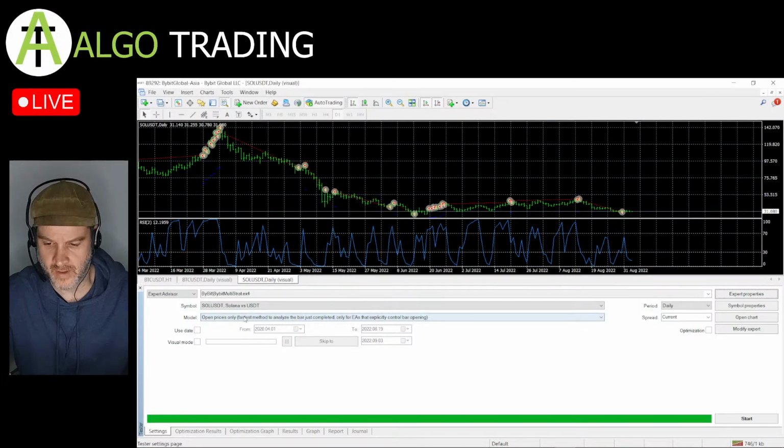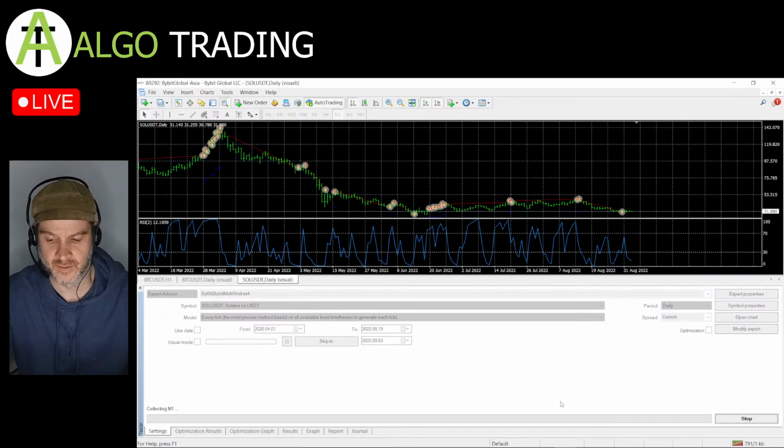Okay, now I want to run this on every tick. Once you run it on every tick, it sort of confirms if you get similar results. But that optimization actually didn't improve the results a bit. It was actually better before it did the optimization.